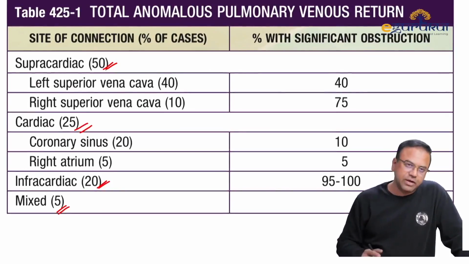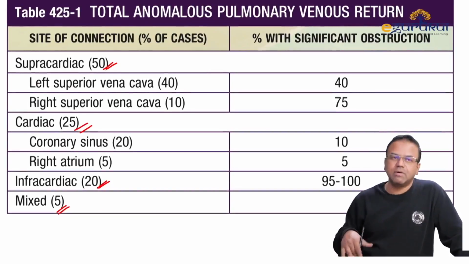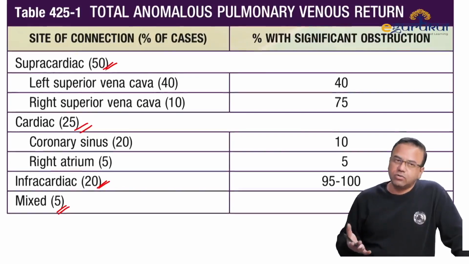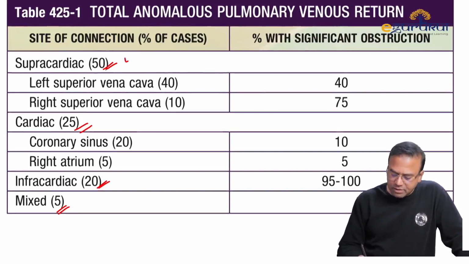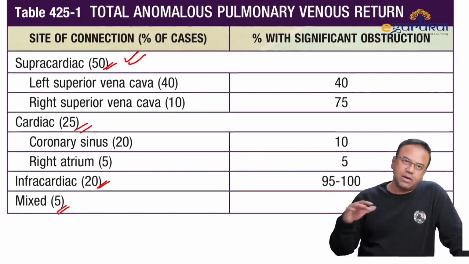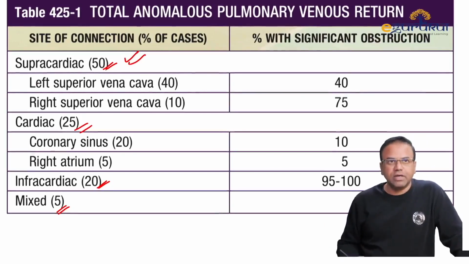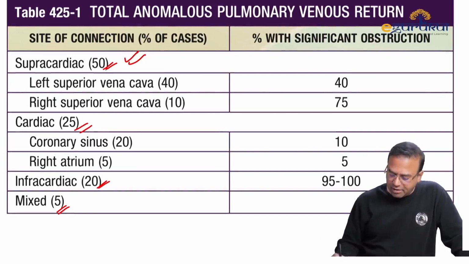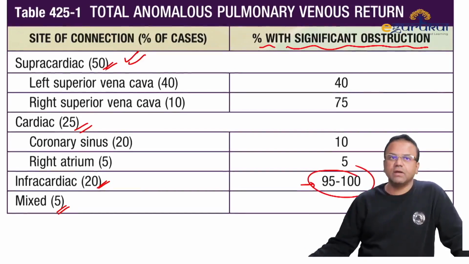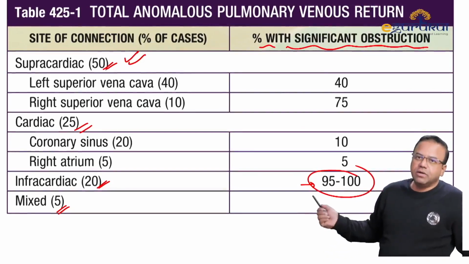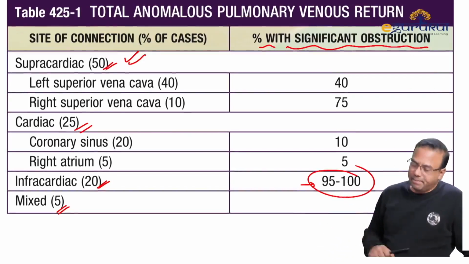The mixed variety is where some of them open below the diaphragm and some above the diaphragm. That is known as a mixed variety. So overall, the most common type, as you can see, is the supracardiac type, which can be opening via the vertical vein or directly into the SVC, or then you have the cardiac type, and then you have the infracardiac type, which is basically associated with significant obstruction. This is the amount of obstruction that is there, and you can see the maximum obstruction is in the infracardiac type.